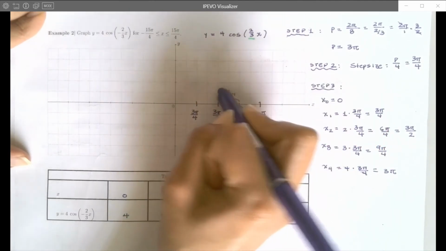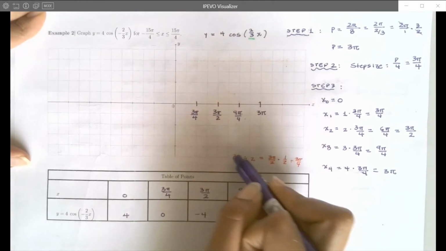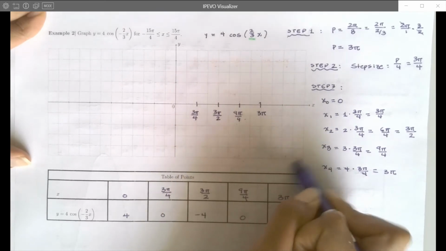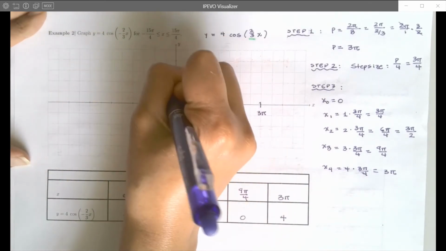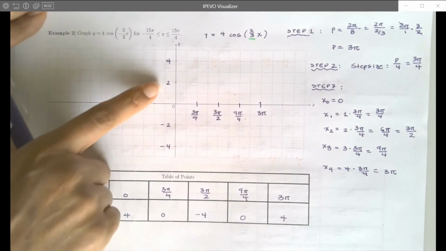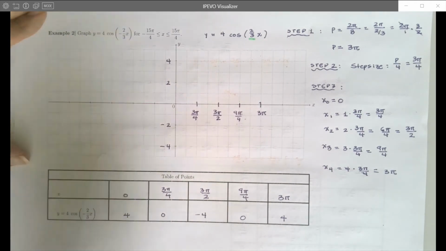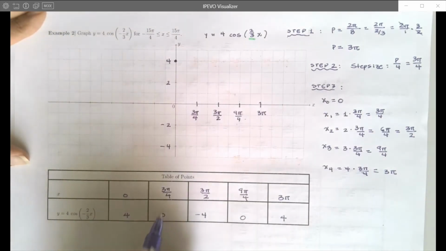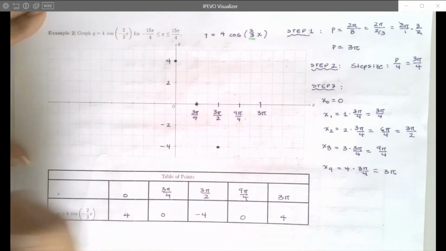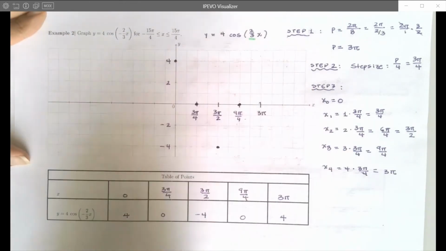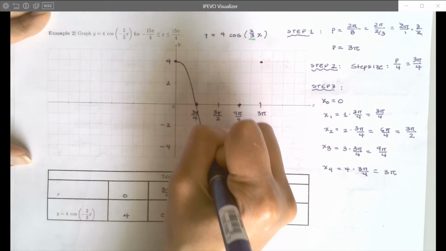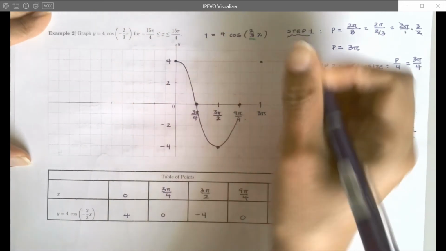I'll just erase these so they don't get in the way. The highest point is going to be a 4, the lowest point is going to be a -4. So when we draw our tick marks, we want to make sure that we can fit in those values. That means that I'll make this the 2 and this a 4. So at 0 we get a 4, at 3 pi over 4 we get 0, at 3 pi over 2 we get -4, at 9 pi over 4 we get 0, and at 3 pi we get 4. That means that we complete one cycle in this manner.